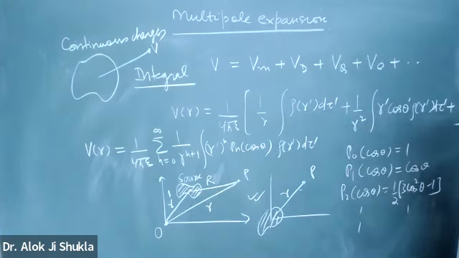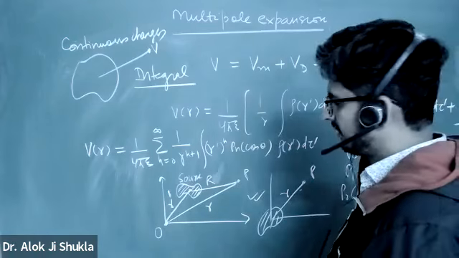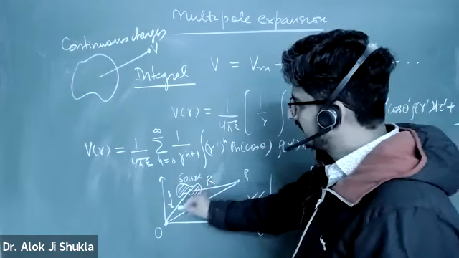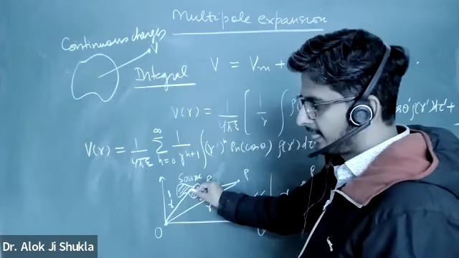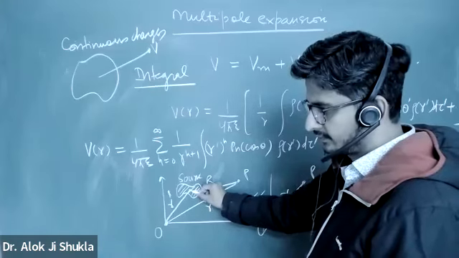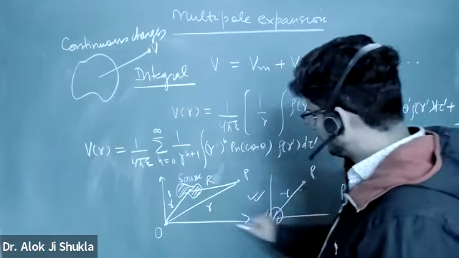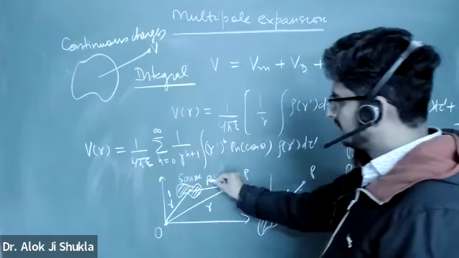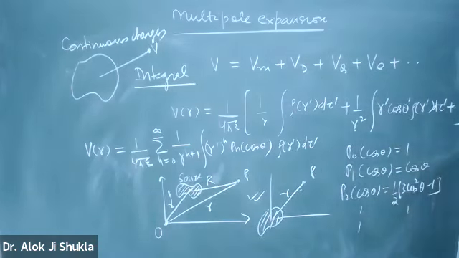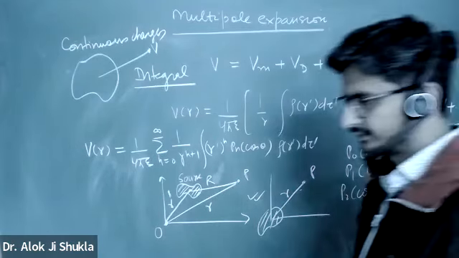Sir, आपने बोला था R dash is equals to R. नहीं, not that. If source is shifted from the origin, then r dash will be used to tell the position of the source. And once the source is at origin, then this r and this they will become same. Okay? Okay, sir.